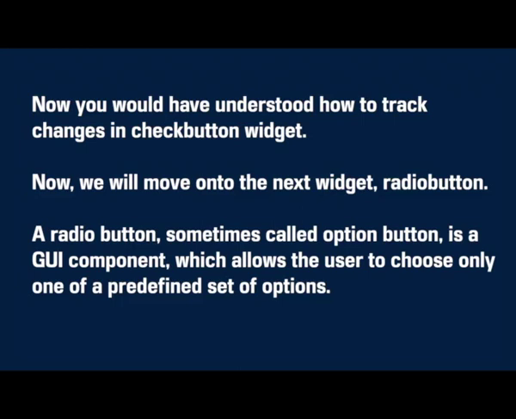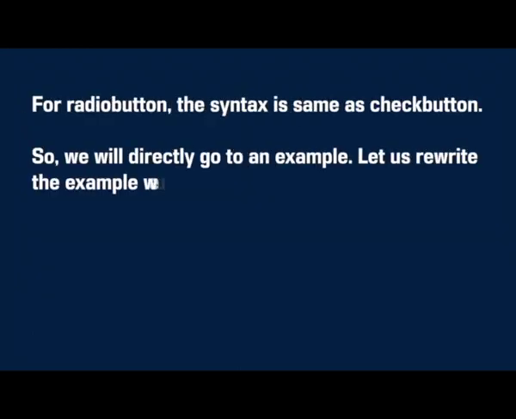Now, we will move on to the next widget, the radio button. A radio button, sometimes called an option button, is a GUI component which allows the user to choose only one of a predefined set of options. For the radio button, the syntax is the same as the check button. So, we will directly move to an example.